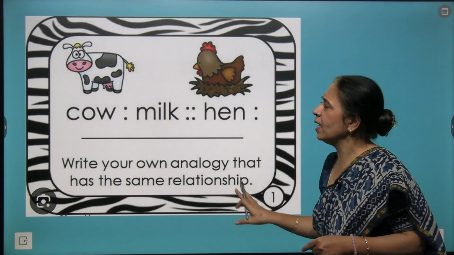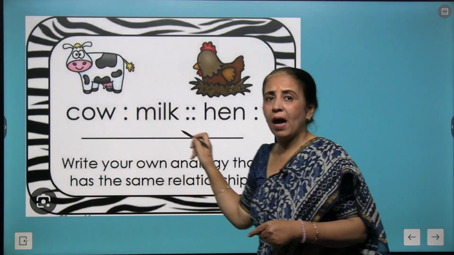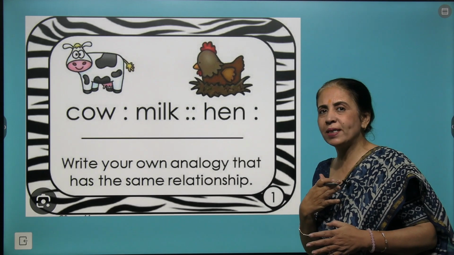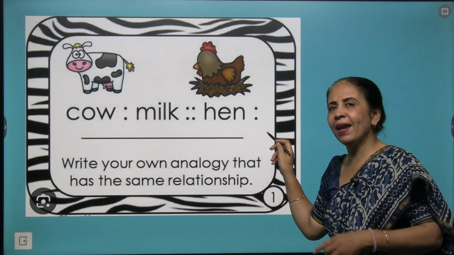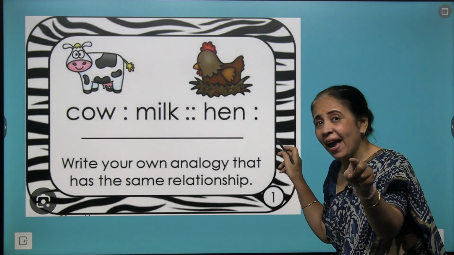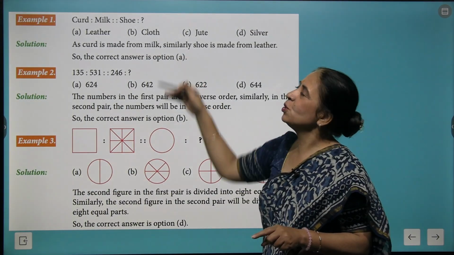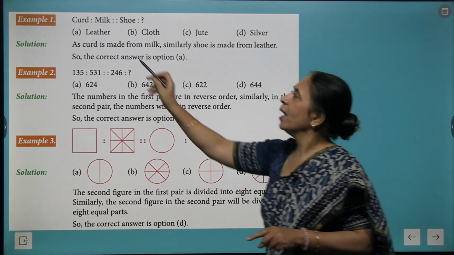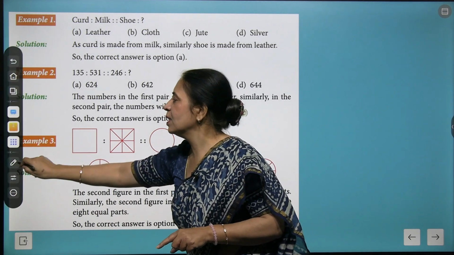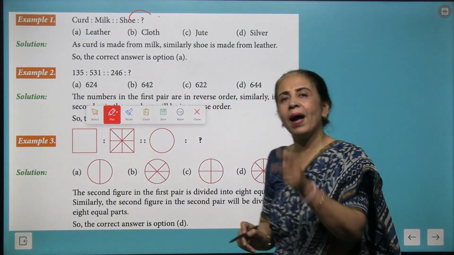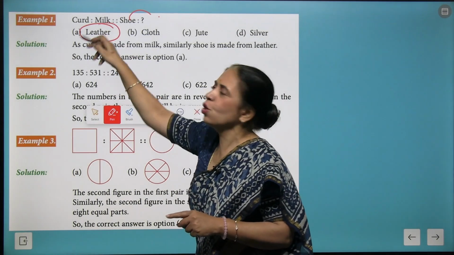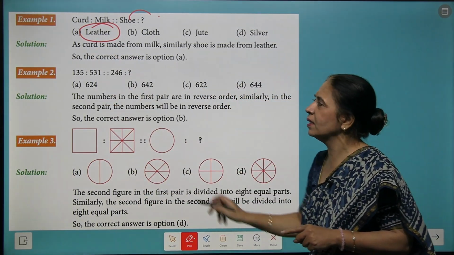Similarly, we could see that we have another analogy. Let's make the relation once again. Cow gives us milk. What do you get from hen? Yes, that's egg. Now, coming to more similar questions. Here we have curd. Curd is formed from milk and shoes are formed by leather. Beautiful. So, leather is the right answer.